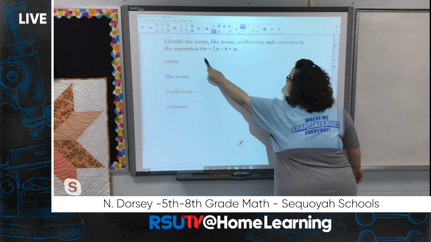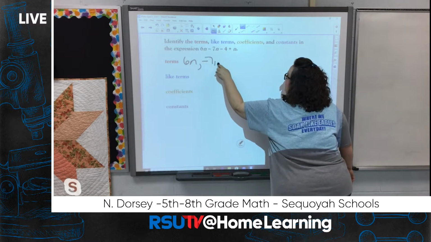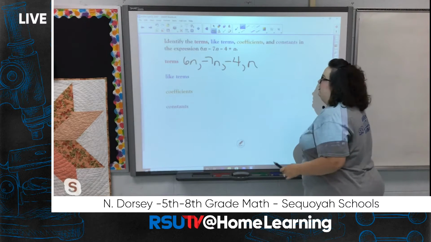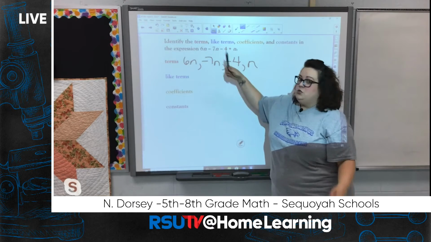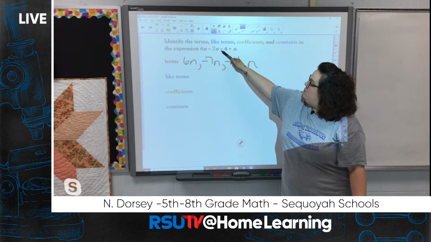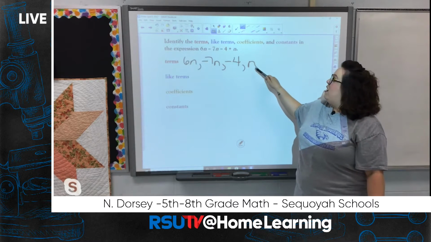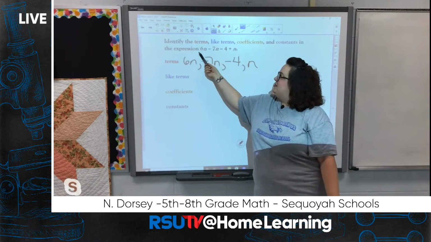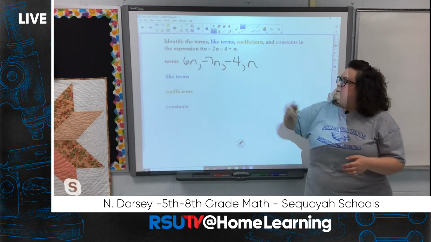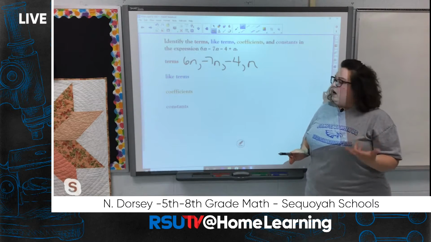So the terms in this algebraic expression are 6n, negative 7n, negative 4, and positive n. So you can see the minus symbol told me that 7n was actually negative. And then the same thing with the minus 4, negative 4, plus n told me that it was positive n. Now, if you notice, there's nothing in front of 6n. And that's because there's nothing that needs to be connected with the 6n. So if you don't see a symbol in front of it, then you automatically know it's positive.